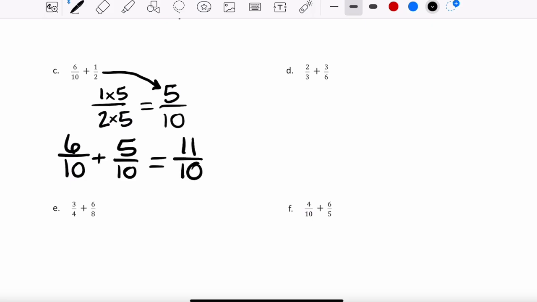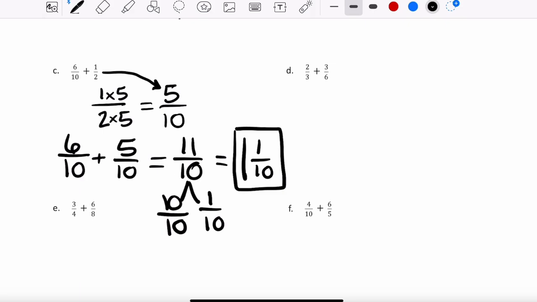Now 11/10 is improper, so we're going to have to break it apart to make it mixed. So I know that I could get a whole by saying 10/10, and I would have 1/10 left over. So my mixed number would be 1 and 1/10, and that's my answer.